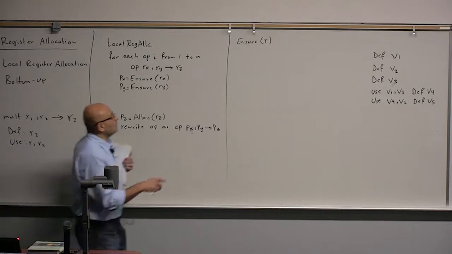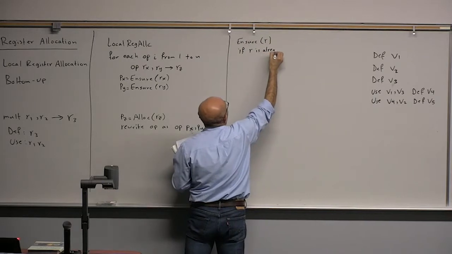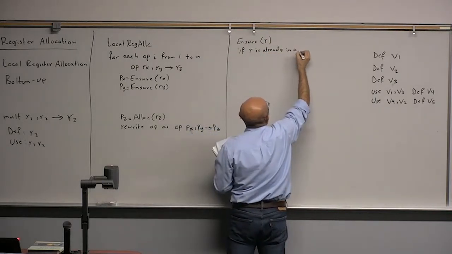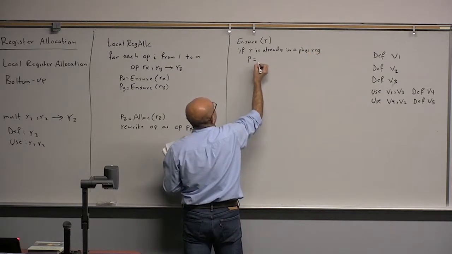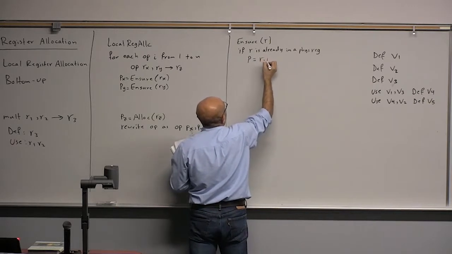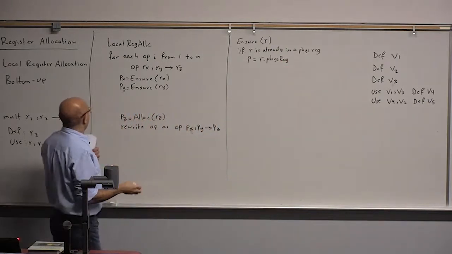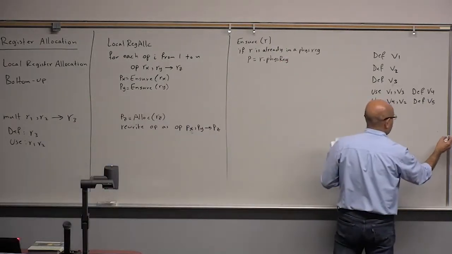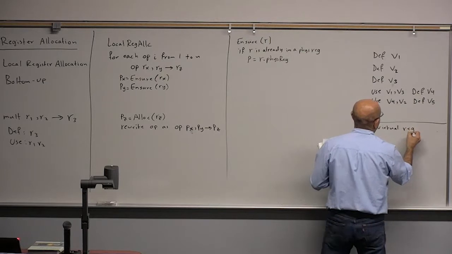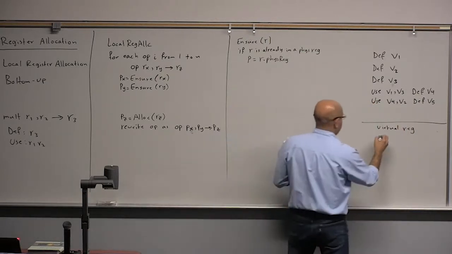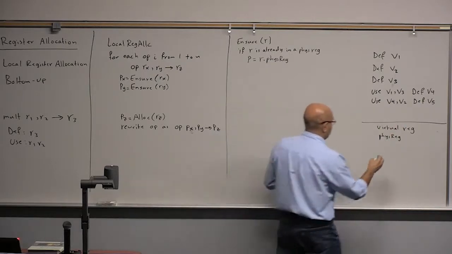Yeah, exactly. So first of all, if R is already in a physical register, then P that we are looking for is equal to R dot phys reg. So now here what we are implying is that a virtual register data structure will have the physical register in it, and it will have the list of uses.